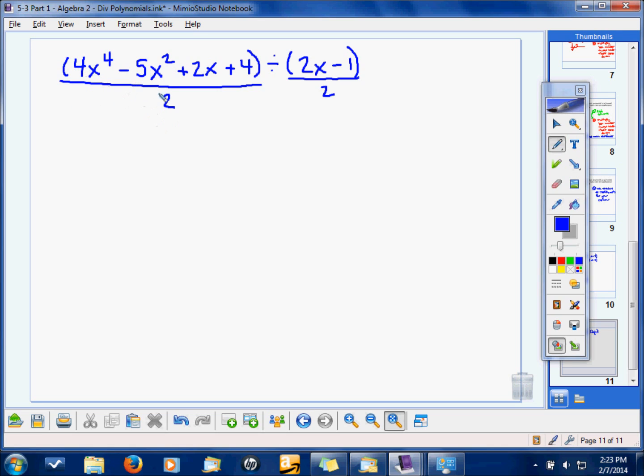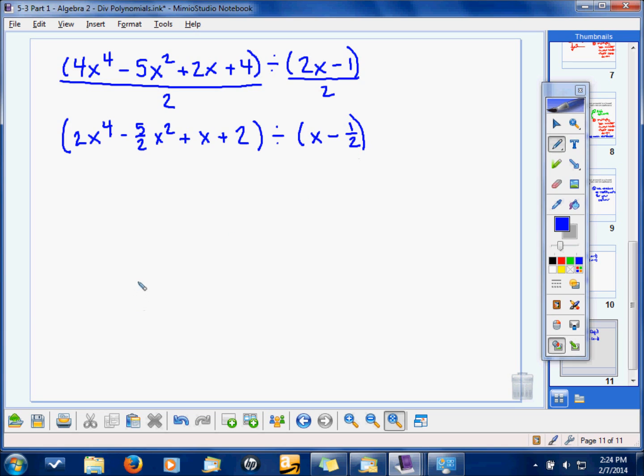So here we have these. We're going to divide each one of these pieces by 2. Okay, so this one becomes 2x to the 4th. This one becomes negative 5 halves. We're going to leave it as a fraction. X squared. This one, 2 divided by 2 is 1x. This one, 2 divided by 4, and 4 divided by 2 is 2. And then that's all going to be divided by x minus 1/2.